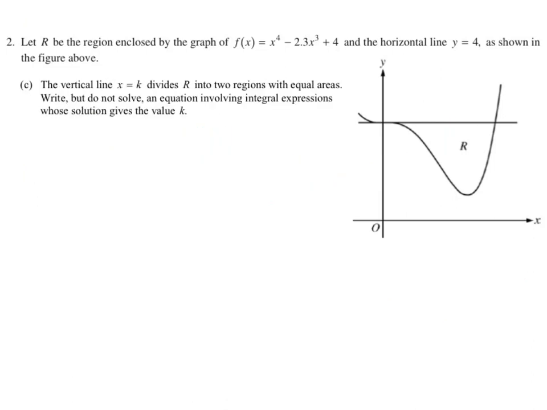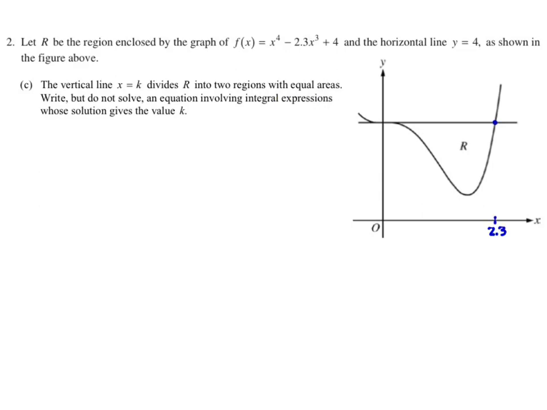Let's go on to part C. Part C says the vertical line x equals k divides the region R into two regions with equal areas. Write, but do not solve, an equation involving integral expressions whose solution gives the value k. So we have a vertical line at x equals k that divides R into two regions with equal areas.